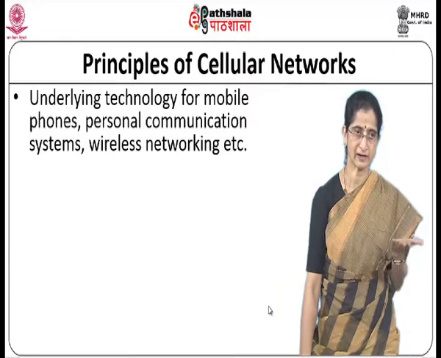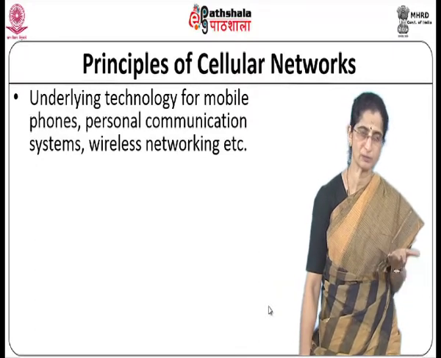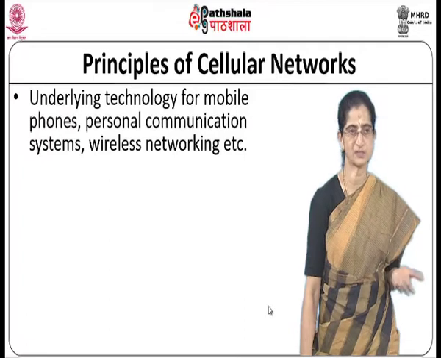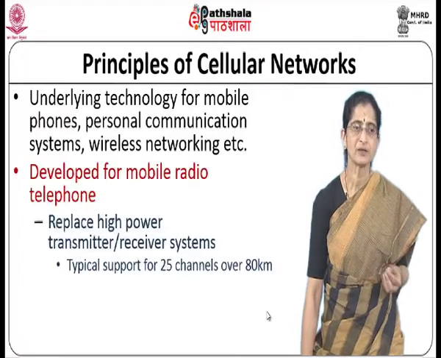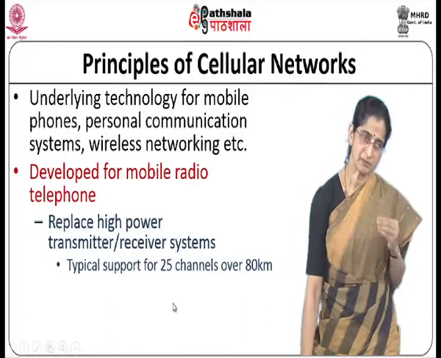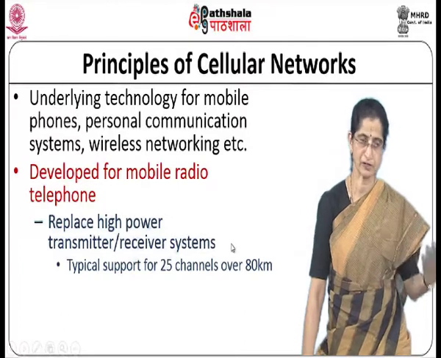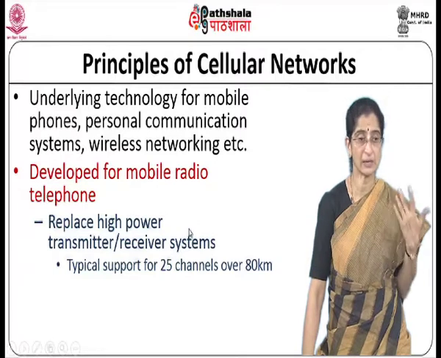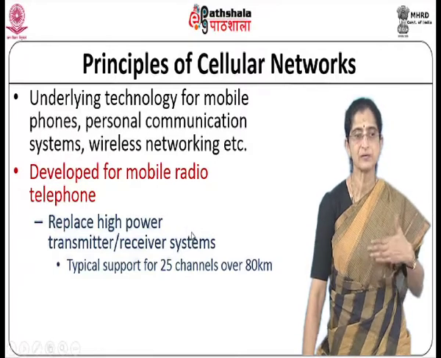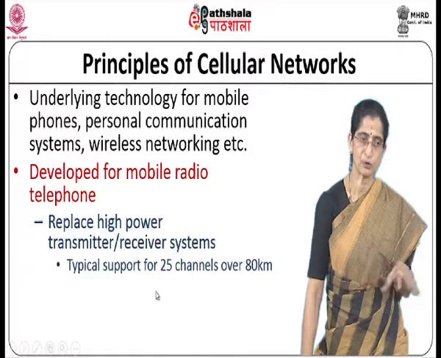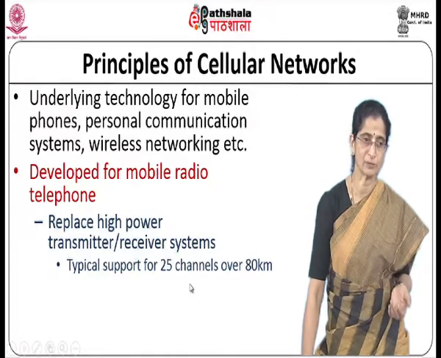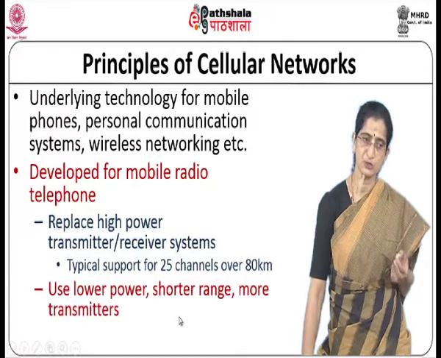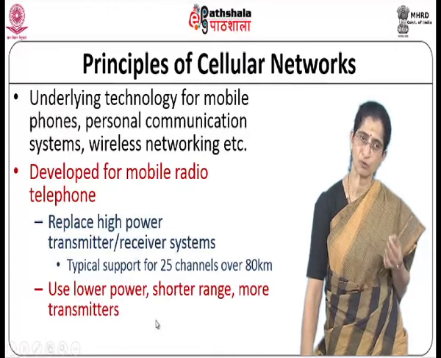So, it is basically the underlying technology for all our mobile phones, personal communication systems, wireless networking and so on. And it has been basically developed for mobile radio and telephone. Initially, it was meant to replace these high power transmitter receiver systems that we had. Typically, it supports about 25 channels over 80 kilometers. And the idea is to use low power, shorter range and more transmitters.